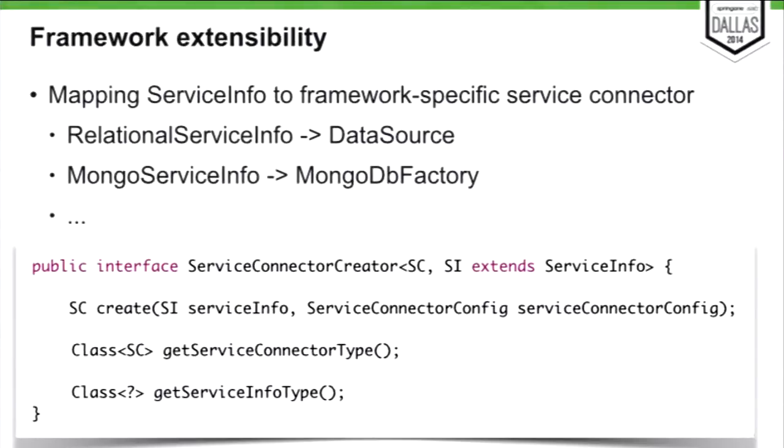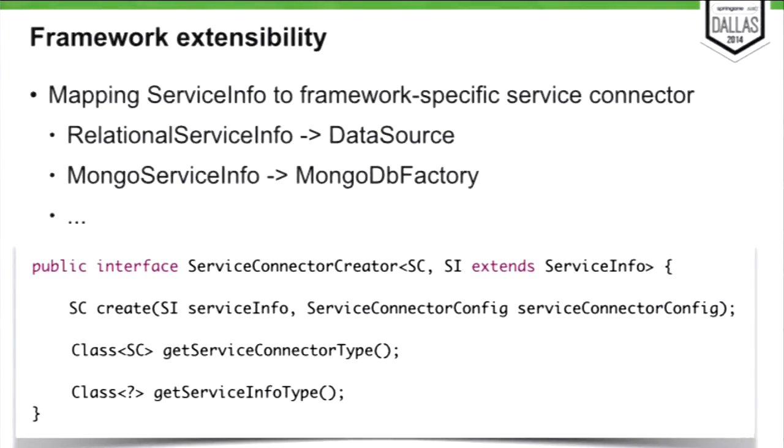Okay, so again, the third axis of extensibility is framework. So if you didn't want to use Spring Data's way of getting to MongoDB or Spring Data's way of getting to JPA, you may want to do something else. You would create a new service connector creator. So this is the code that maps a service info, which is again the data model for how to connect to something, to the actual connection object.